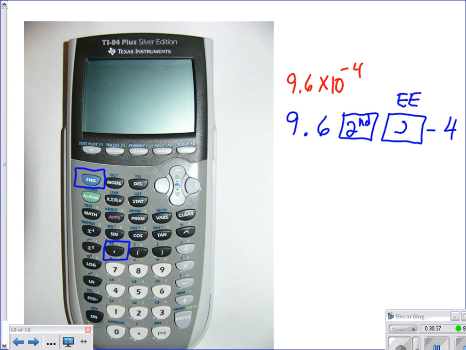Now once you've done that, get into the habit of always having your times 10 to the be those two buttons, and that's all there is to it. If you try doing it some other ways, you'll probably get your answer correct as far as the coefficient goes, but your exponent is going to be off by an order of magnitude of some sort.